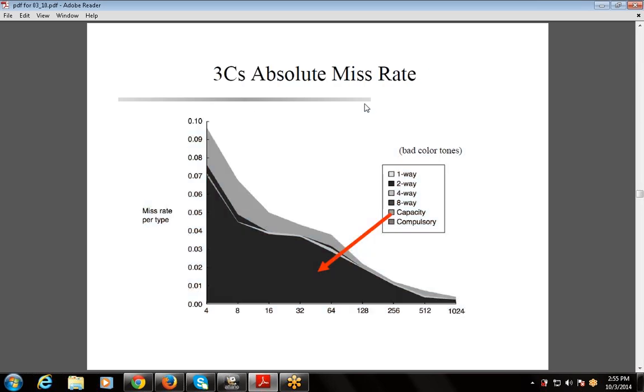Then these are the 3 C's miss rates, showing one-way, two-way, this is capacity, this is compulsory, and these are the miss rates.